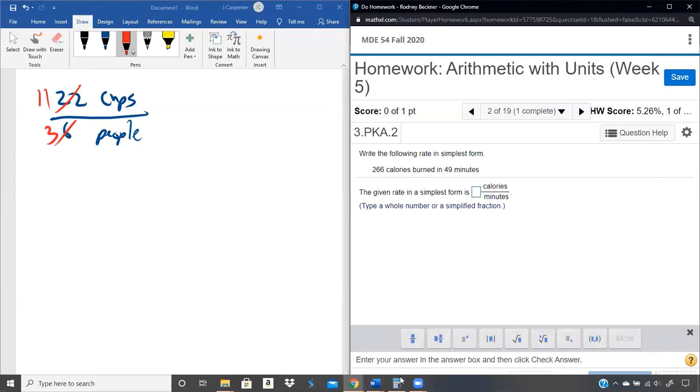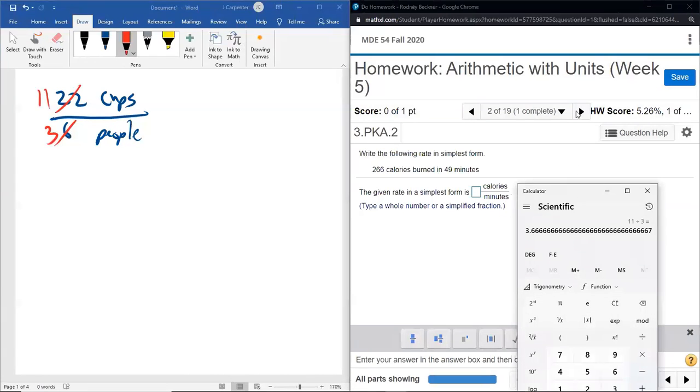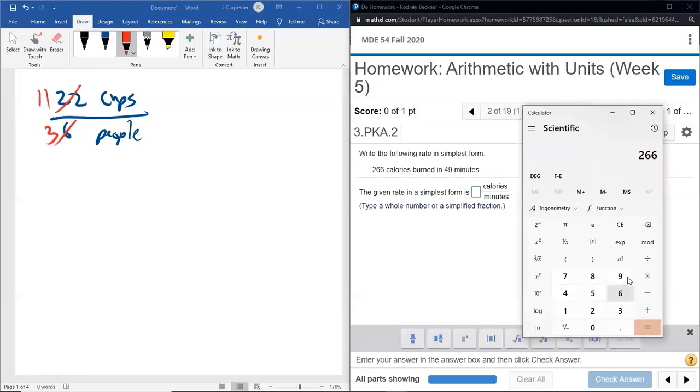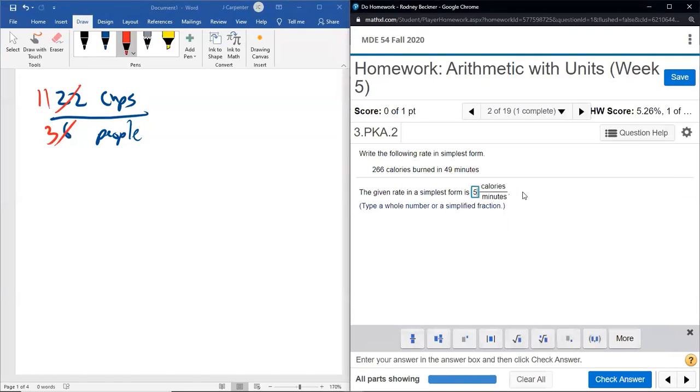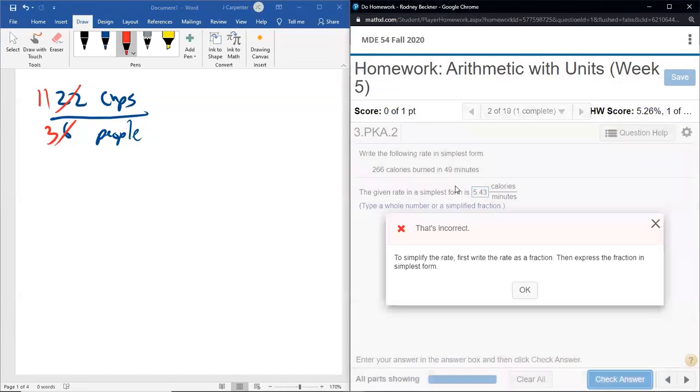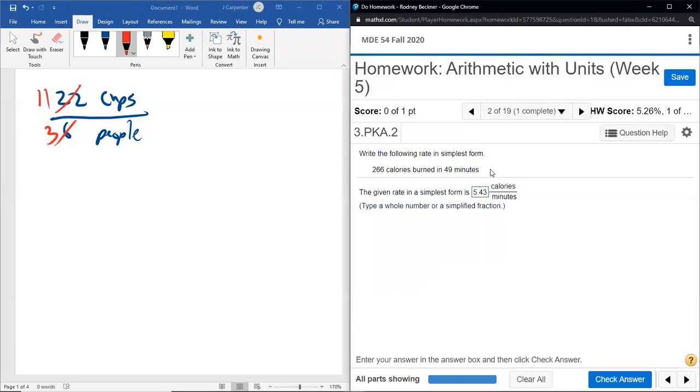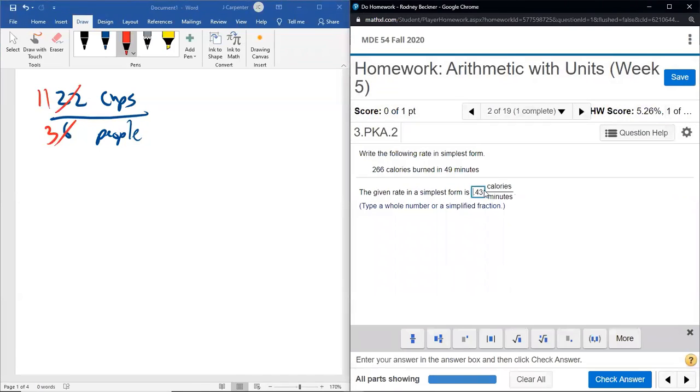So maybe you think you're just going to divide this and get a whole number. So we can try that. We get 266 divided by 49. Well, shoot, that's not a whole number. And if you do 5.42 anything or 5.43, it's going to be wrong. Maybe you just, oh, they wanted me to round to the nearest 10th or 100th. They just didn't tell me that. And it says it's wrong. Okay, that's because we weren't supposed to do it that way.